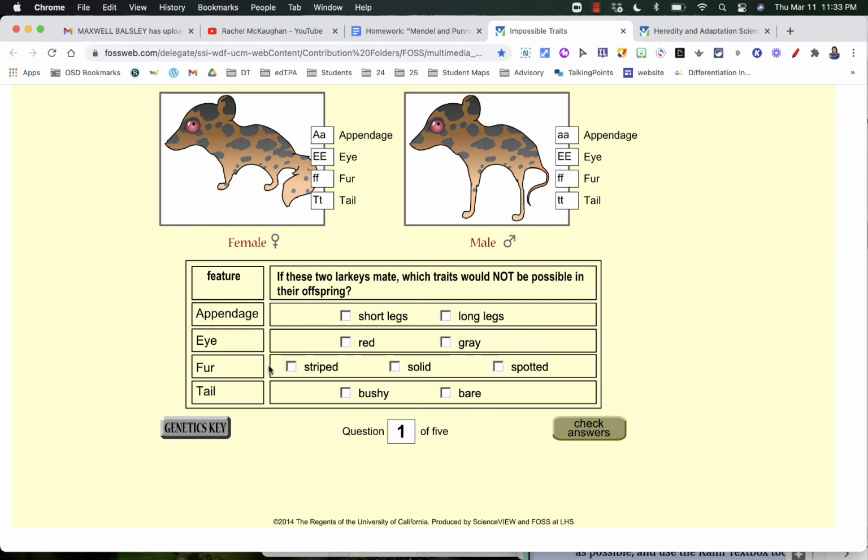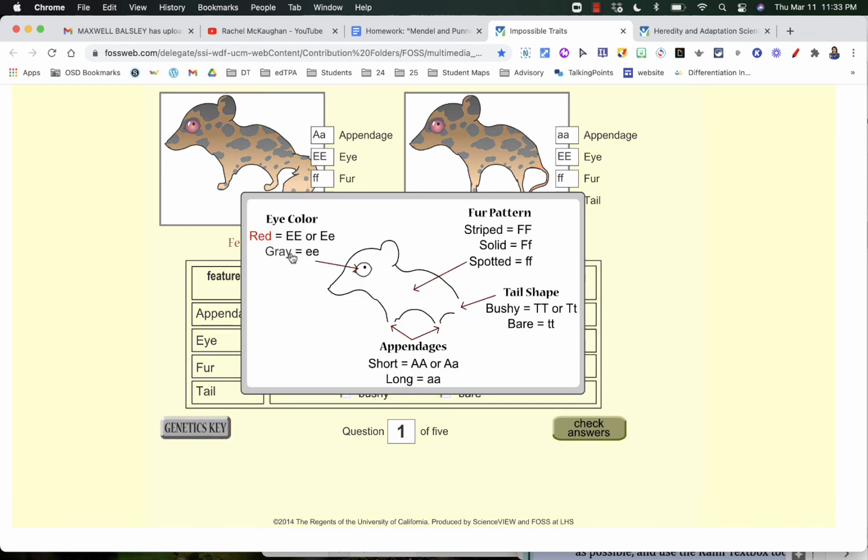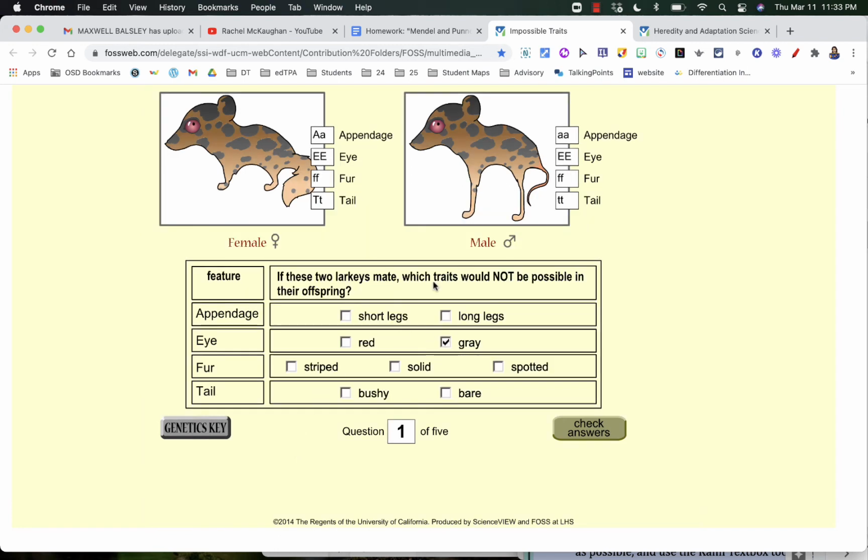Next, can you get red eyes? Definitely you can get red eyes. Can you get gray eyes? 2 little E's. Are there 2 little E's here? No. Gray eyes are impossible.